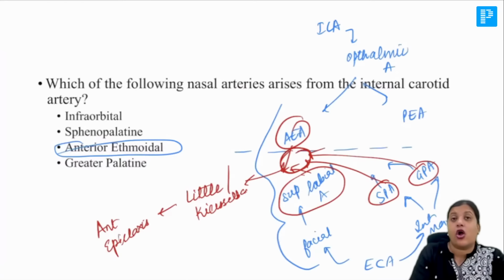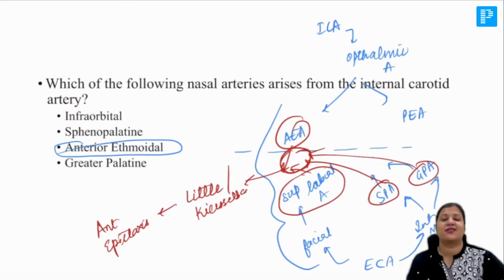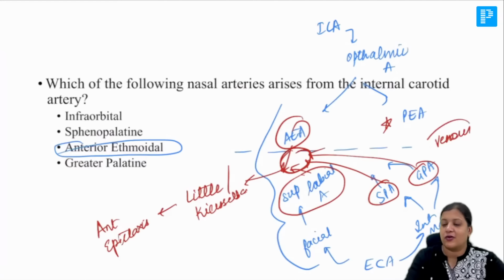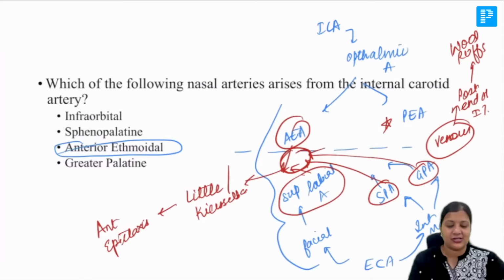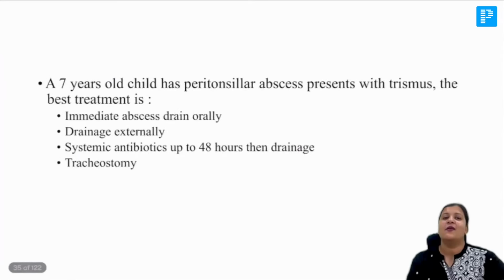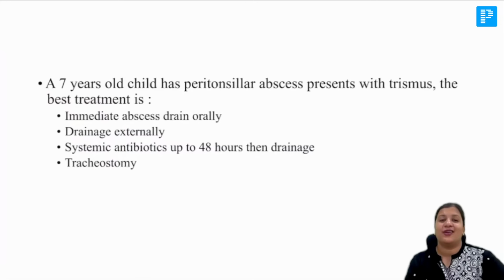Which artery is not a part of Kiesselbach's plexus? It is your posterior ethmoidal artery, which does not contribute to Kiesselbach's plexus. Similarly, we have a venous plexus located behind, at the posterior end of the inferior turbinate. What is it called? Yes, it's called Woodruff's plexus. Woodruff's plexus is located at the posterior end of the inferior turbinate, and any bleeding from there will result in posterior epistaxis.